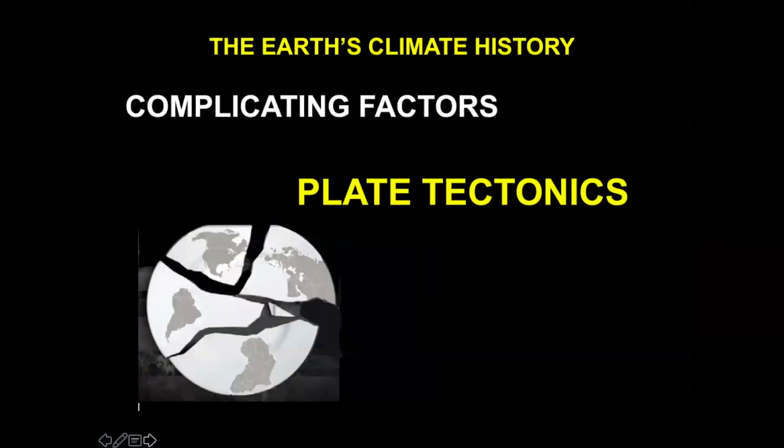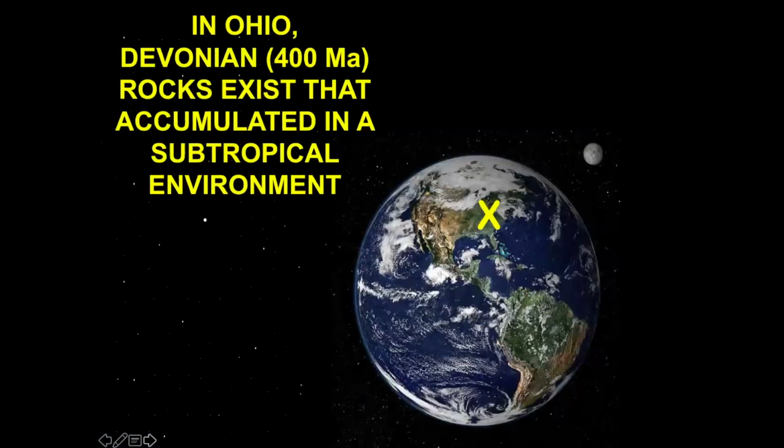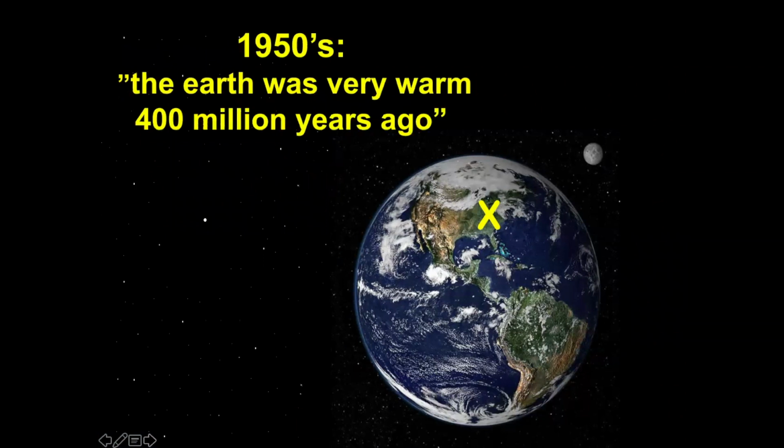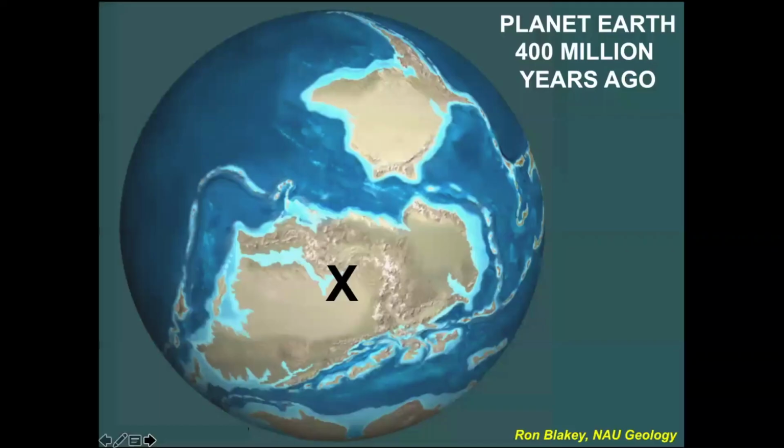Plate tectonics is another complicating factor. In Ohio, there are Devonian rocks, 400 million year old rocks, that accumulated in a subtropical environment. And back when I went to school, it was considered that the Earth was very warm 400 million years ago. But plate tectonics shows us that that particular part of the Earth 400 million years ago was just south of the equator. It was a subtropical environment.